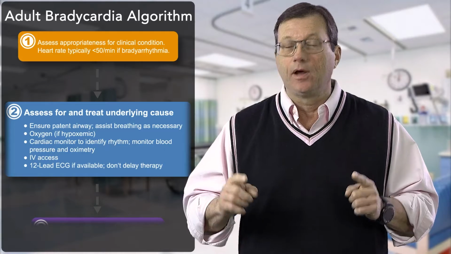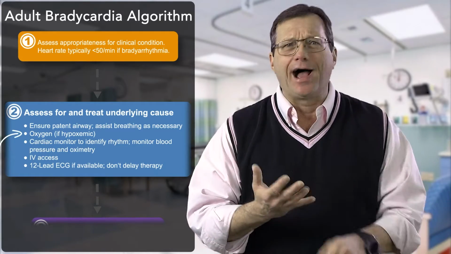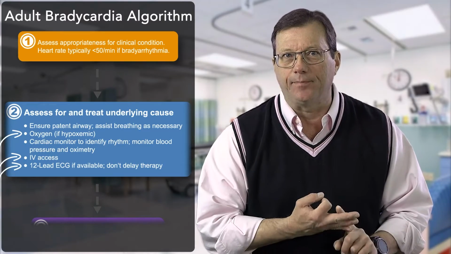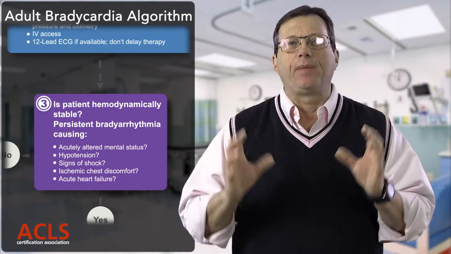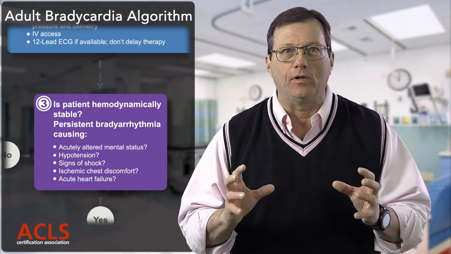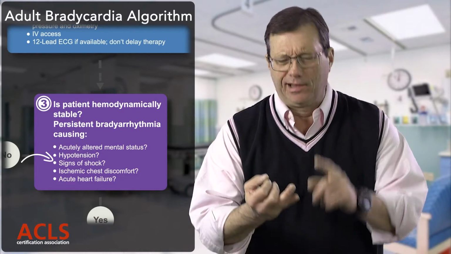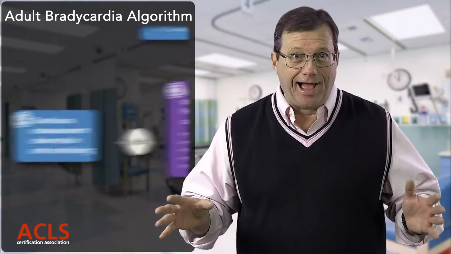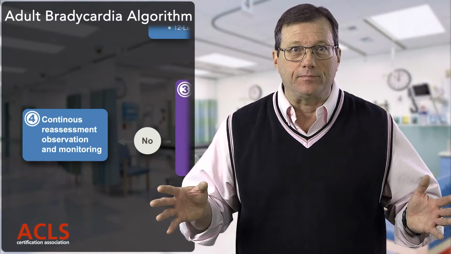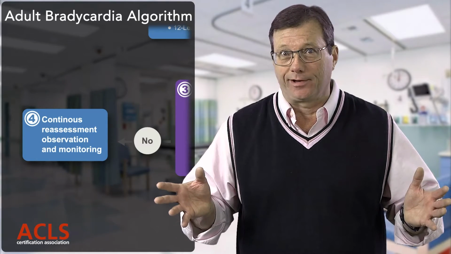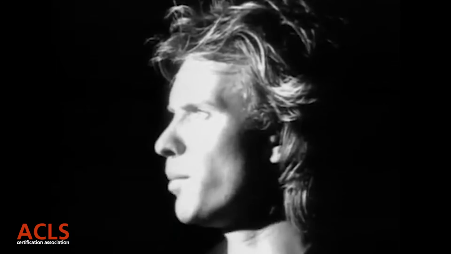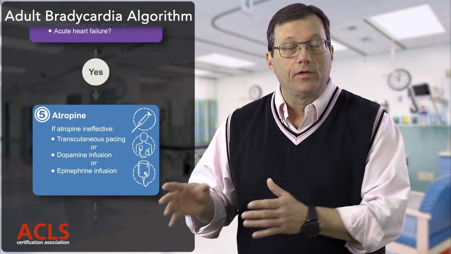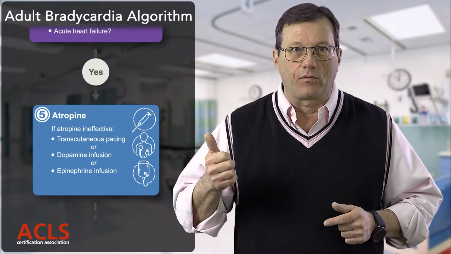Moving on through the algorithm, we're going to start our supportive care. Oxygen, gain vascular access, get a 12-lead EKG if you can. Next, is the patient hemodynamically unstable? Are they having signs of shock, low blood pressure, ischemic chest pain? If they're not, well, then you're just going to watch them. If they have no symptoms, not sure why they called 911, but you're going to watch them. I'll be watching you. If they are, the treatment immediately is to get that heart rate up.